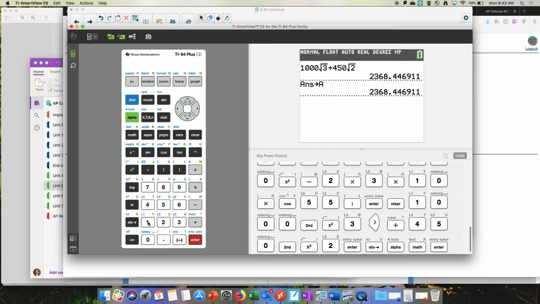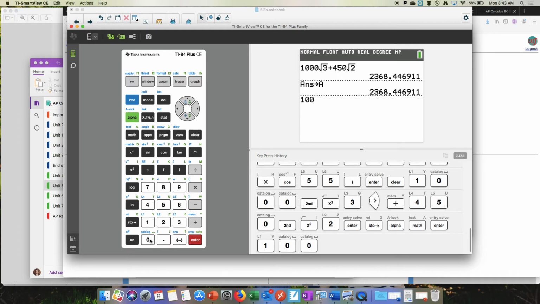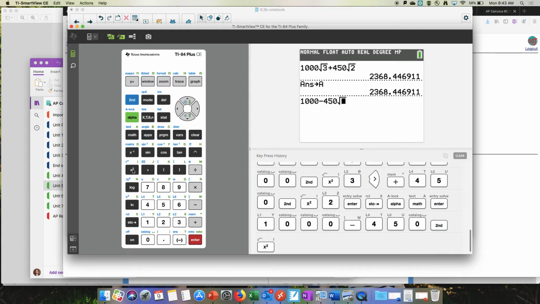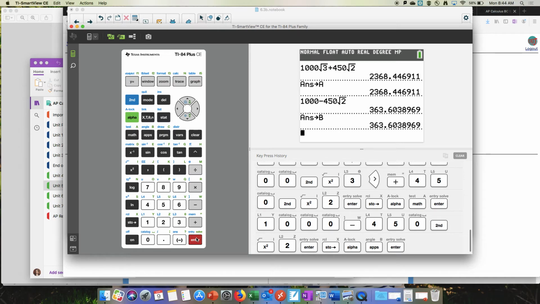Our vertical component was 1,000 minus 450 radical 2. And I'm going to store, remember this is my store button, that value in B so I can come back to it. Now, if you want to just arrow up and select them, that's fine too. I'm just trying to make it easier for the number of buttons that I have to push.